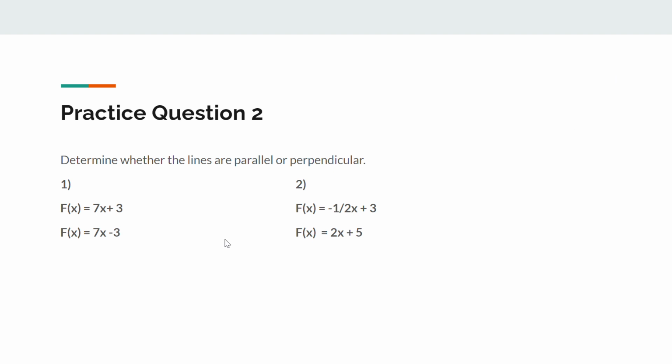Okay, here's your answer. The first one is parallel to each other, and the second one is perpendicular to each other. And here's why. Because the m for this and this are the same, right? They both have a slope of positive 7, so they are parallel to each other. And for the second one, because m1, which is -1/2, times m2, which is 2, is equal to -1, these two lines are perpendicular to each other.